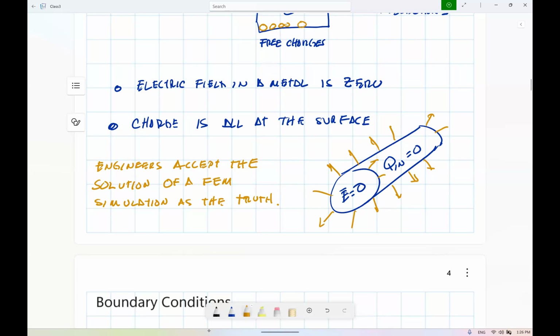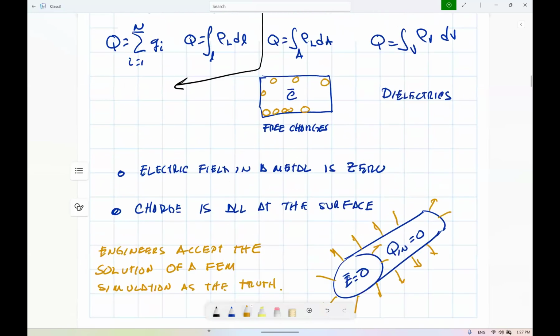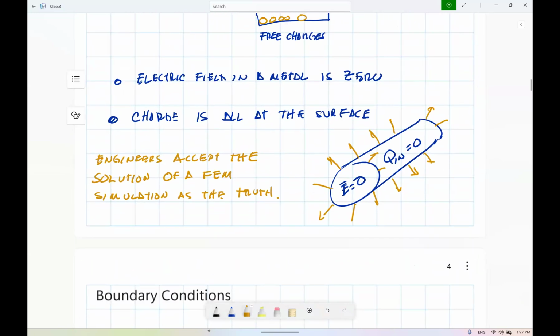So if you have a metal or a surface or an interface between the metal and a non-metal thing, and you find that there is electric field inside, something you're doing wrong. The same if you are doing an analysis and you have an insulator that has charge, and that charge is not distributed in the volume, you are also doing something wrong.